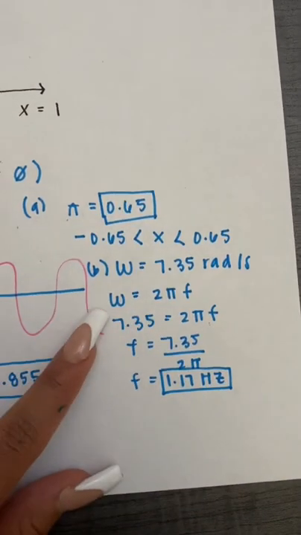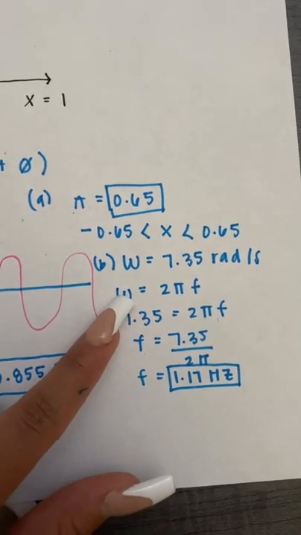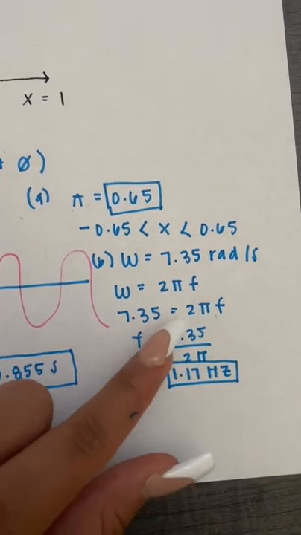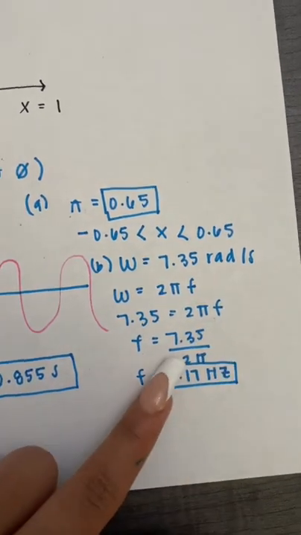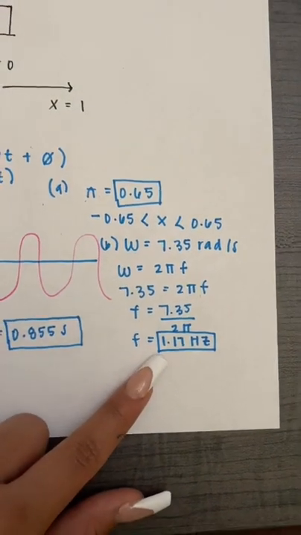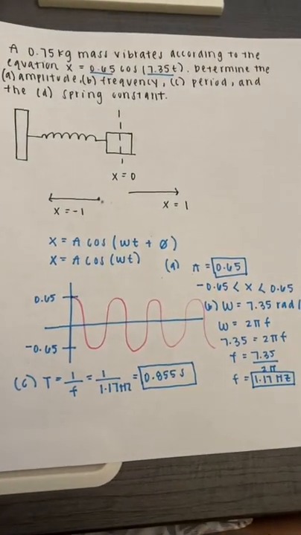Now we're going to solve for that. We're going to use this equation here. We replace the omega with 7.35, which equals 2 pi f, divided by 2 pi, and here we get frequency equals 1.17 hertz. That is how you solve for frequency for this problem.